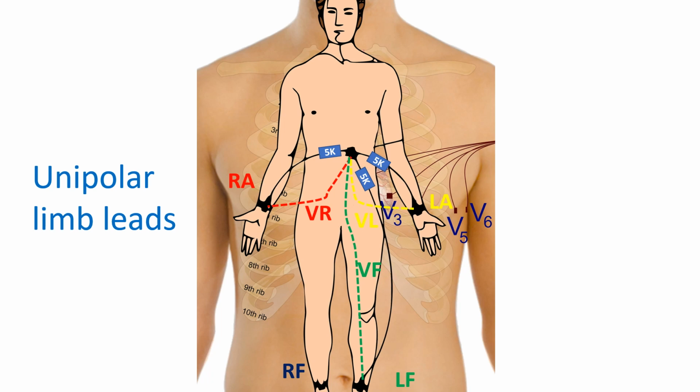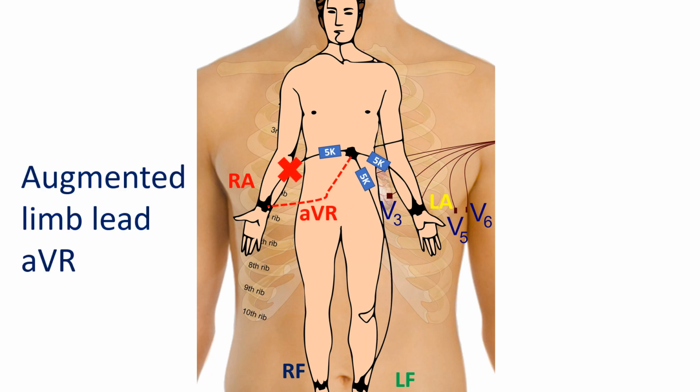Unipolar limb leads are called VR, VL and VF, depending on whether the positive electrode is at right arm, left arm or left leg. Voltages of these recordings can be augmented by disconnecting the connection to the corresponding limb electrode from the central terminal, causing almost 50% increase in the amplitude of the recordings. The augmented limb leads thus generated are called AVR, AVL and AVF. Augmented limb leads were described by Goldberger in 1942.